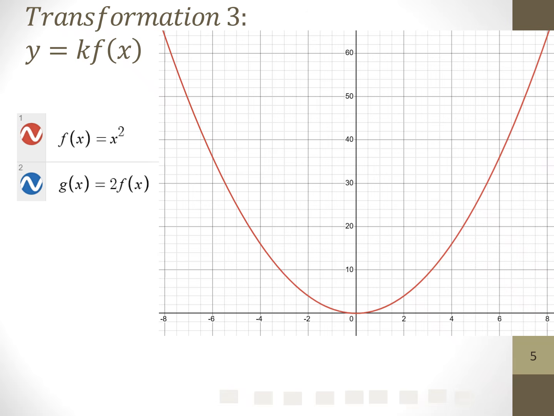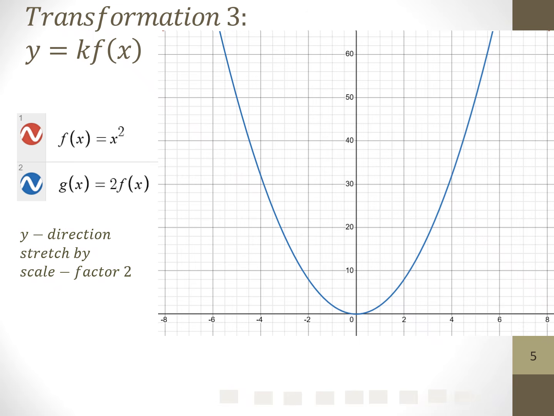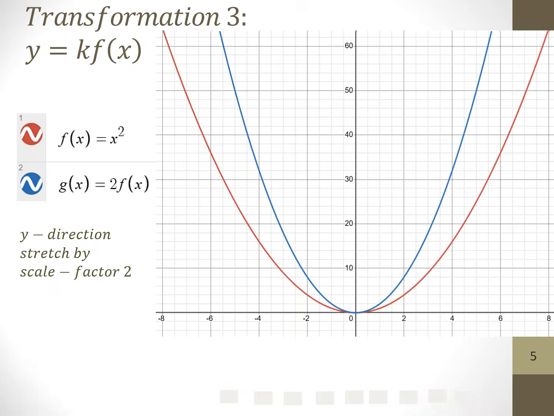Transformation where we have k f of x, or k multiplied by f of x. Here, the graph is going to be stretched by a factor of k in the y direction. So in this example, we're starting with the original function sketched out in red, f of x being just the quadratic x squared. If we apply the transformation 2 times f of x, then all of the y values are going to be stretched by a factor of 2 in the y direction.